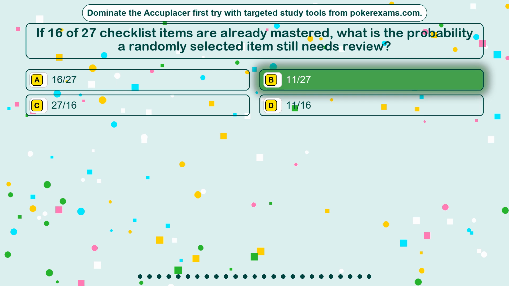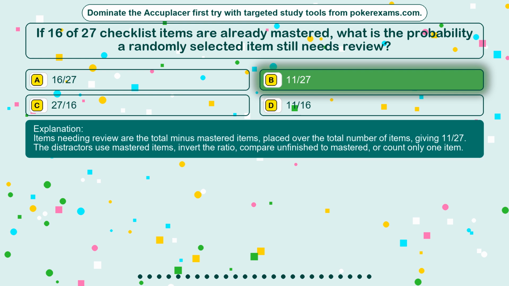The correct answer is option B, 11/27. Items needing review are the total minus mastered items, placed over the total number of items, giving 11/27. The distractors use mastered items, invert the ratio, compare unfinished to mastered, or count only one item.